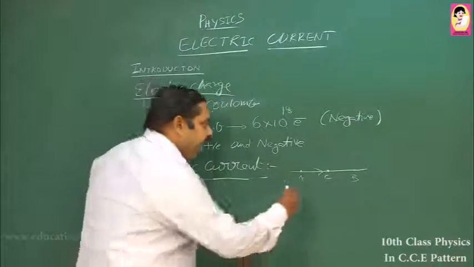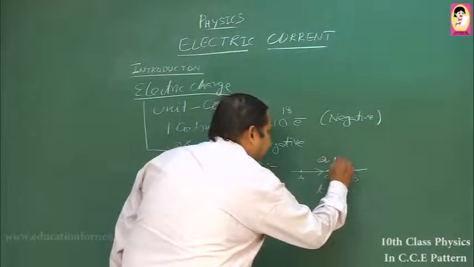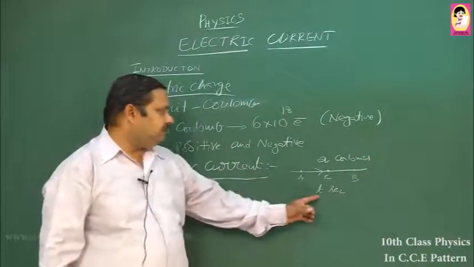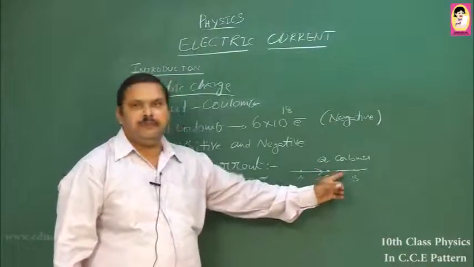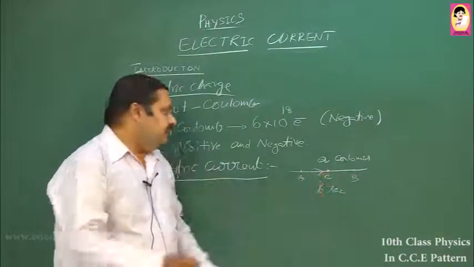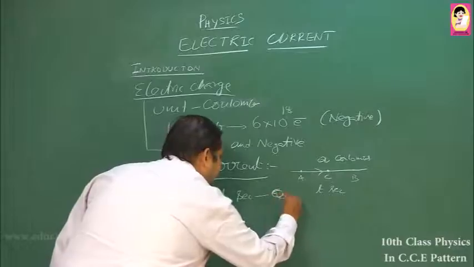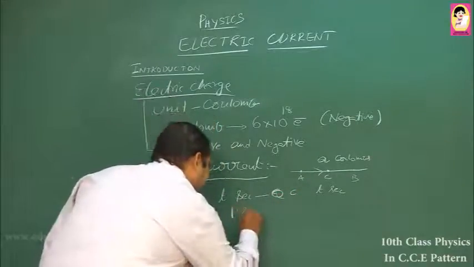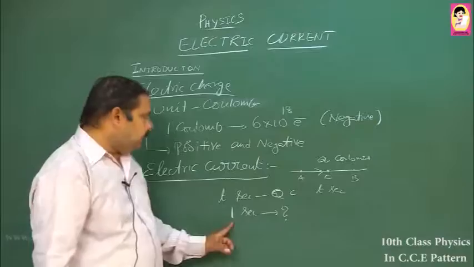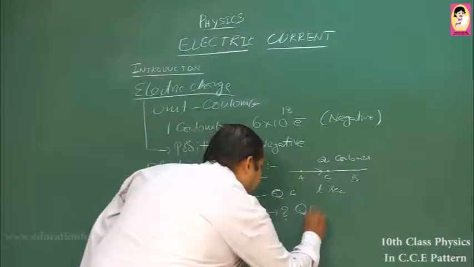For example, in t seconds time, q coulombs of charge is passing through this particular point C. In 1 second, through this particular point C, how much charge can flow? The amount of charge is q by t.